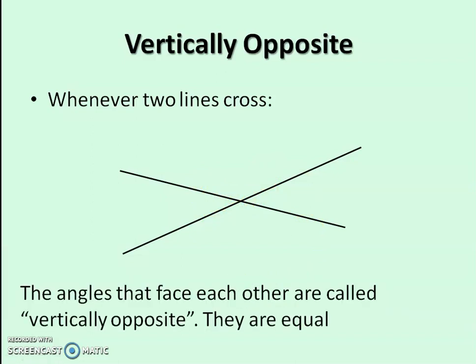The angles that face each other at the meeting point, those are called vertically opposite, and those angles are equal. So this is one set of vertically opposite angles, this one up here and this one down here. By virtue of being vertically opposite, they are equal. And similarly, these two here that I've drawn with very shaky, uneven lines, these two angles are equal to each other because they are vertically opposite to each other.